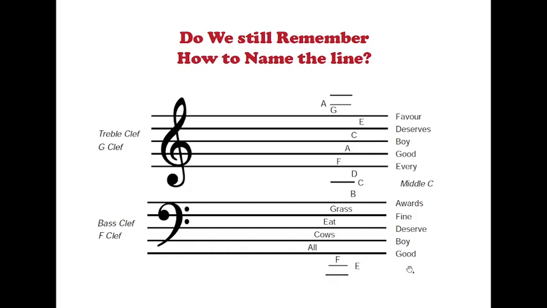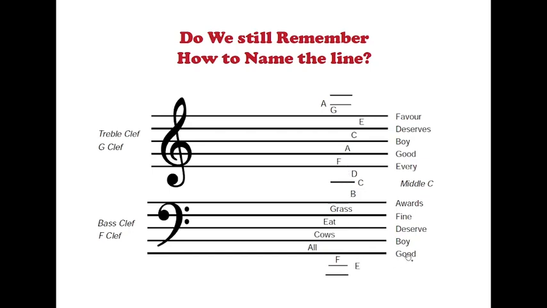To name the lines on the bass clef, we said Good Boys Deserve Fine Awards. To name the spaces on the bass clef, we said All Cows Eat Grass. I expect that we all remember these formulas very well, and we can name the lines comfortably. We said this is middle C, this is D, and before C, of course, that is B.